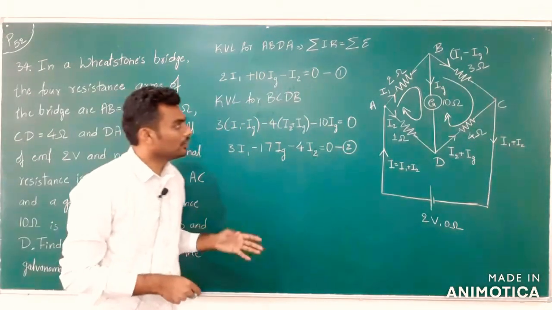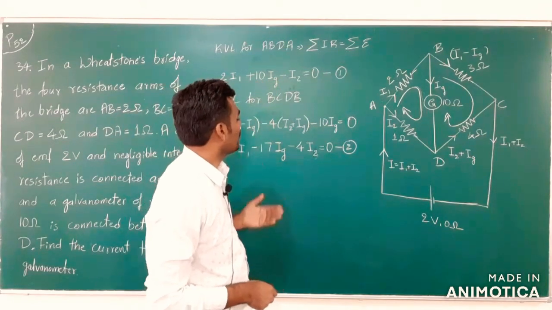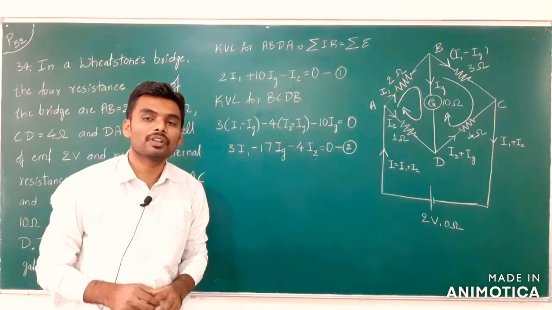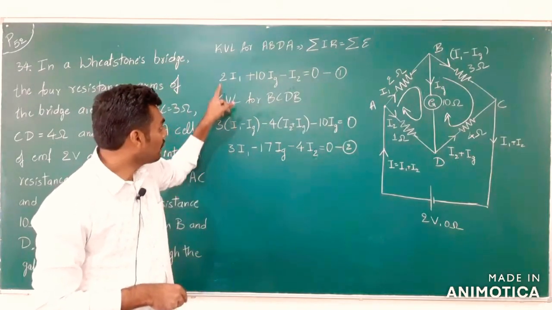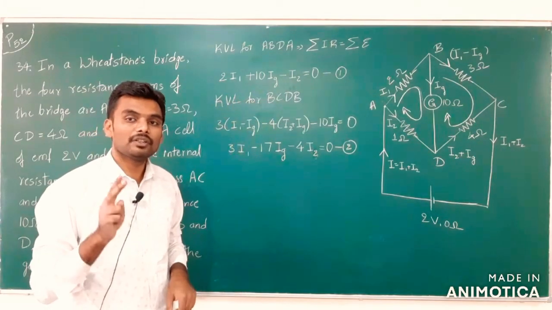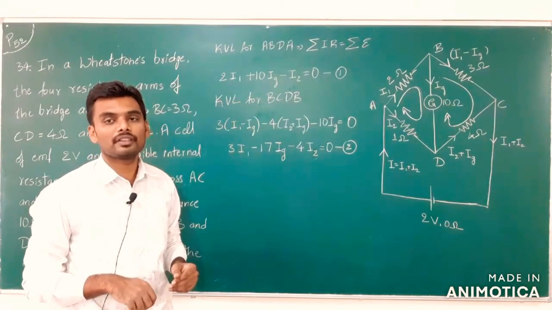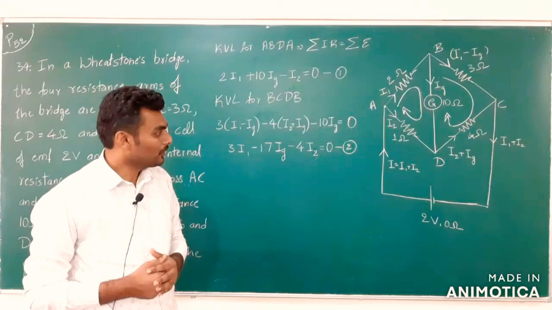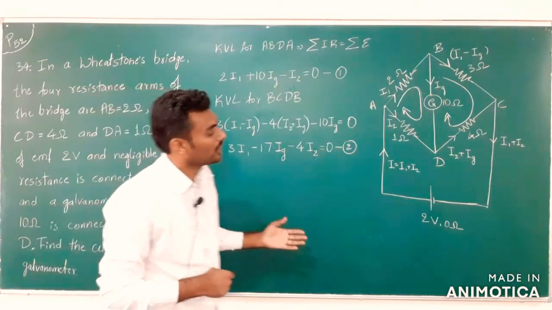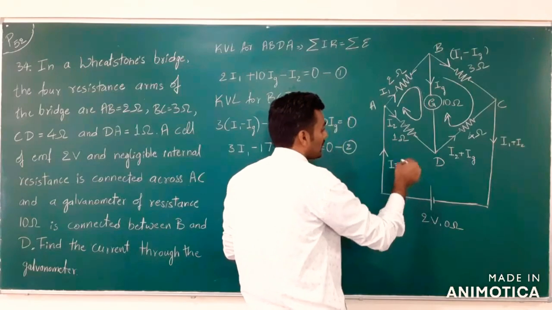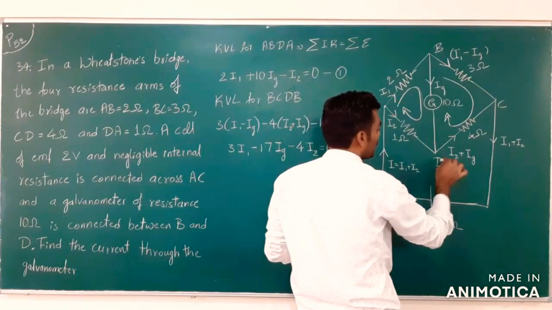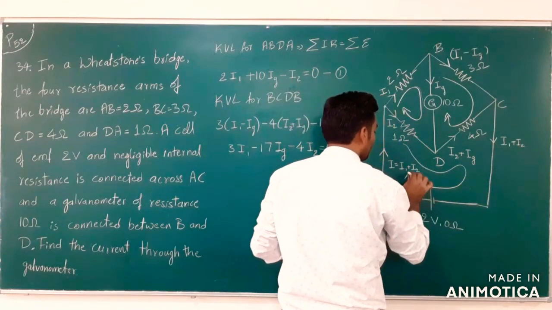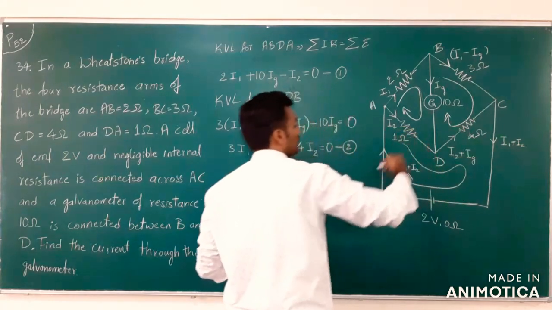Now, are these two equations enough to get the value of Ig? No, they are not. You know that very well, because we have 3 unknown factors but only 2 equations. So it is impossible to get the values of any of these unknown factors. So we need one more equation. In order to get that one more equation, we are going to apply KVL again, but this time for the loop A, D, C, A, like this, A, D, C, A, following like this.